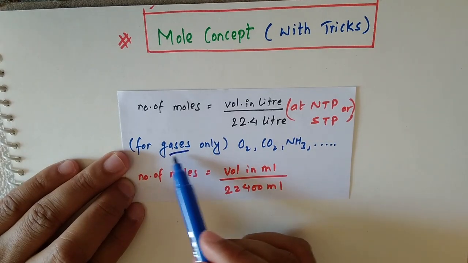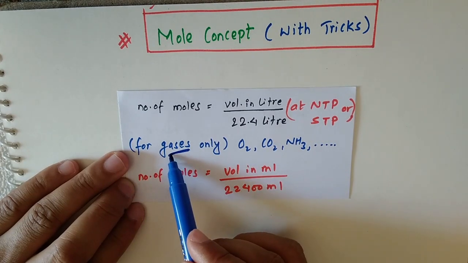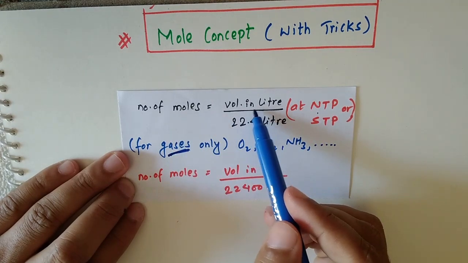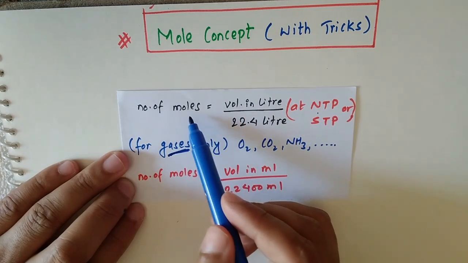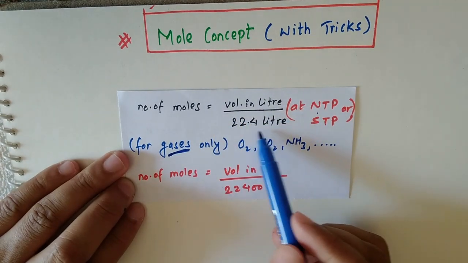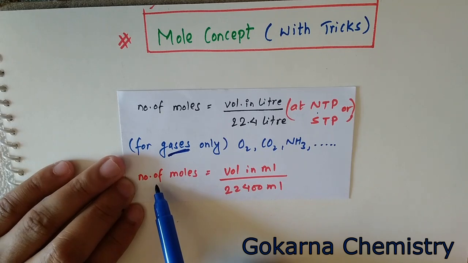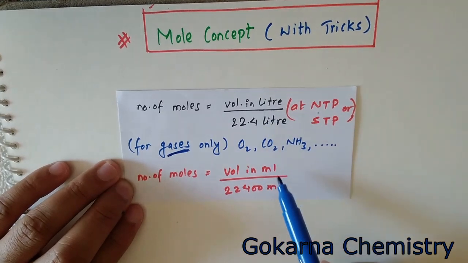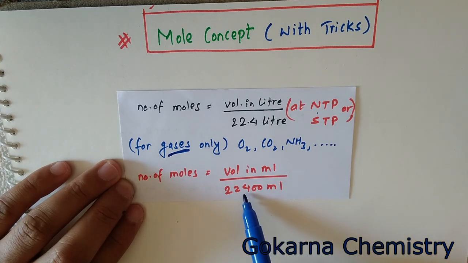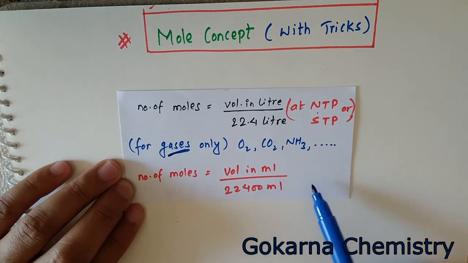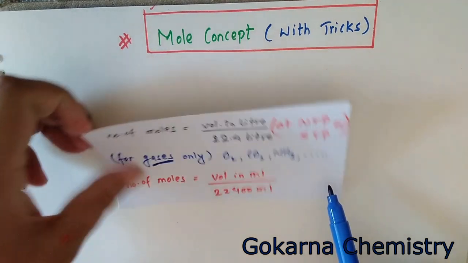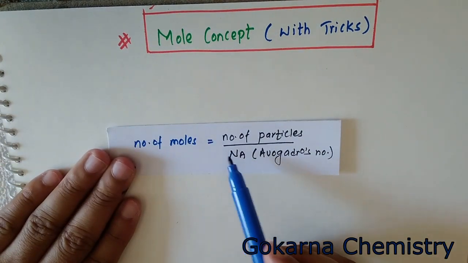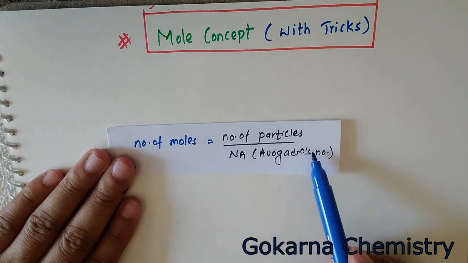For gases at NTP or STP, you should remember this: we can use the term volume. Number of moles equals volume in liter divided by 22.4 liter. If the volume is in ml, then divide by 22,400 ml. And if molecules are present, then number of moles equals number of particles divided by Avogadro's number.